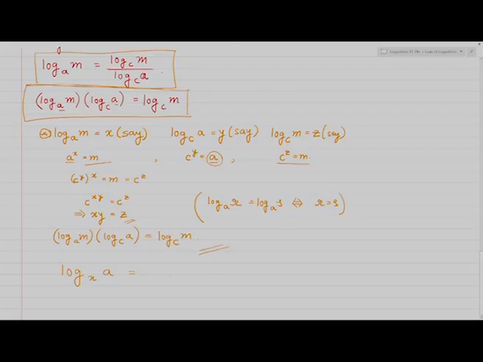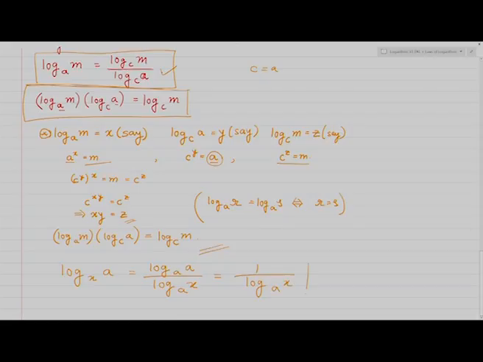Then what I will do is, instead of c in this formula, I will put c equal to a. So, in this formula I will put c equal to a, then what I will get is log to the base a of a upon log of x to the base a. So, this is nothing but 1 upon log to the base a of x.